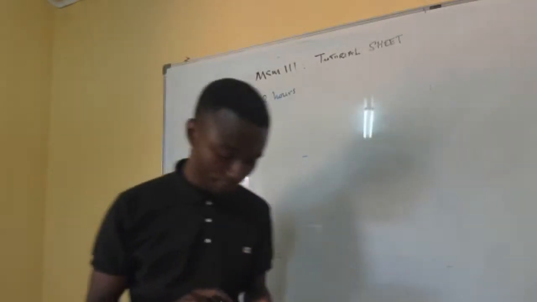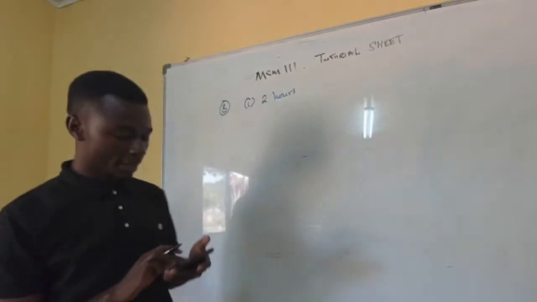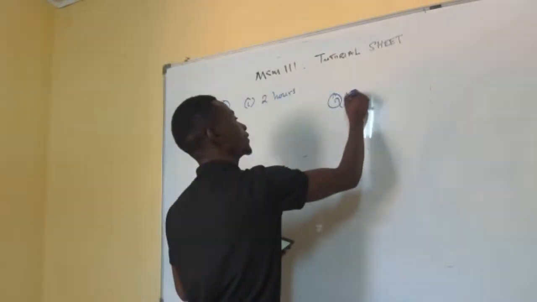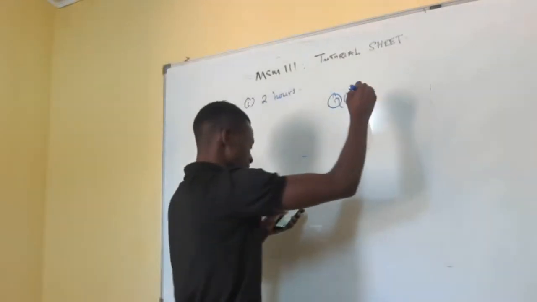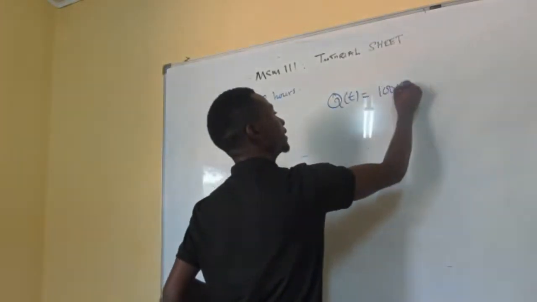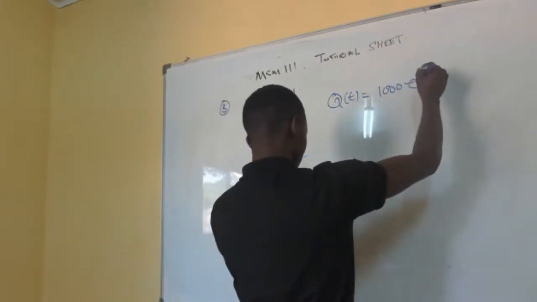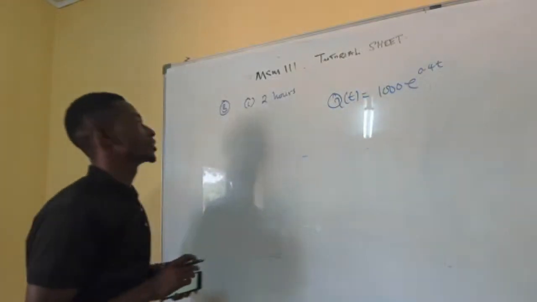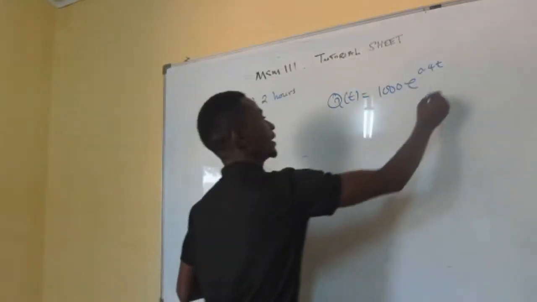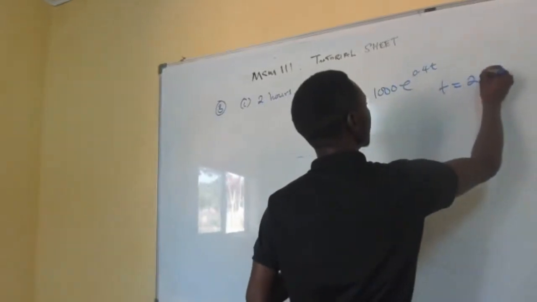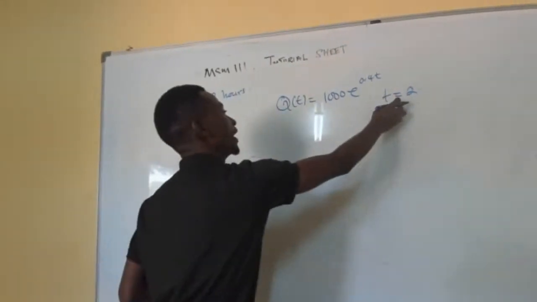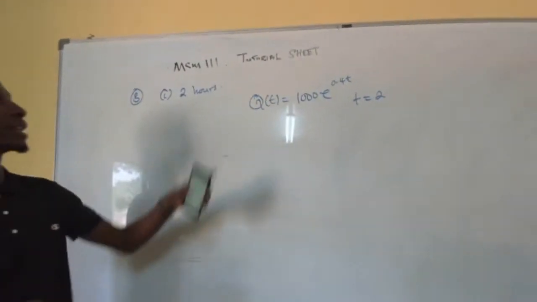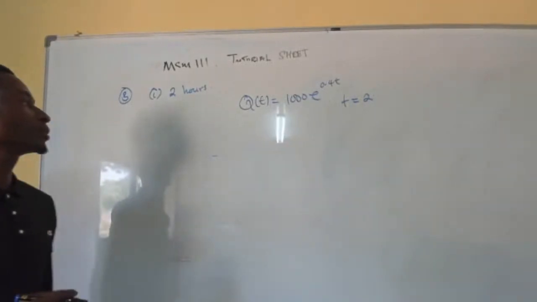This question is not difficult. What you're supposed to do, you have the equation: Q of t equal to 1000 e to the power 0.4t. Meaning your time t is equal to 2. All you have to do here is to substitute. There's nothing difficult there. So now let's substitute and see what we're going to get.